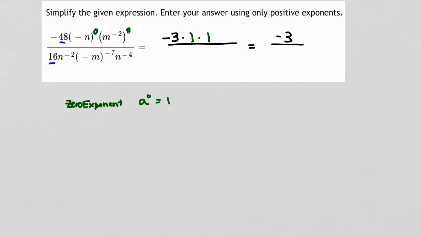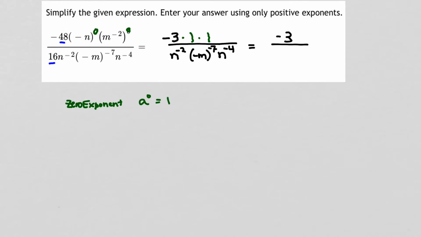And so now we can focus on the denominator. Let me rewrite what I have. I have n to the negative 2. I have negative m to the negative 7. And I have n to the negative 4. Let's start by putting those n's together first.